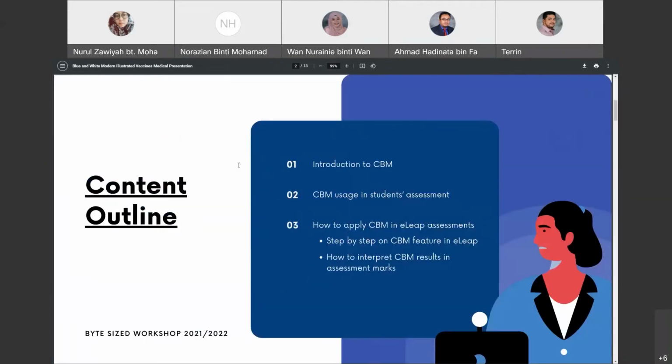All right. So today we'll go through a little bit on what CBM is, what the full name is, what the original name was, and how it is used in students' assessment. And then after that, we will go through a short demo. I call it a short demo because it is very easy to do. You just change the option when you create the quizzes, to apply CBM in eLEAP assessments.